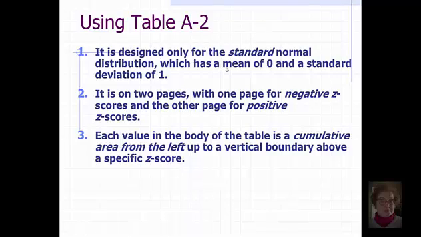How do we use the table? Well, it's only for the standard normal distribution, which has a mean of 0 and a standard deviation of 1. And so it's on two pages. One page is for negative z-scores, the other for positive. And then it's very, very important to realize that each value in the body is the area from the left. This is very important when you use the table.